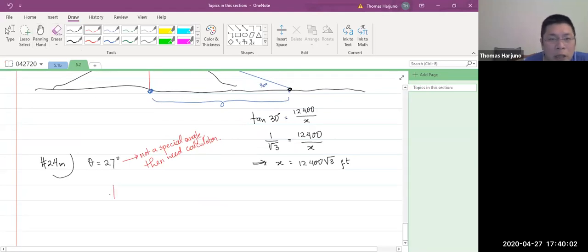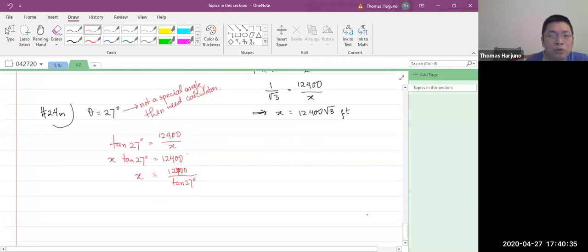That will be tangent 27 degrees equals 12,400 over x. So x times tangent 27 degrees equals 12,400, and then x equals 12,400 over tangent 27 degrees. Now, let me ask you to use your calculator to compute this with one hint.